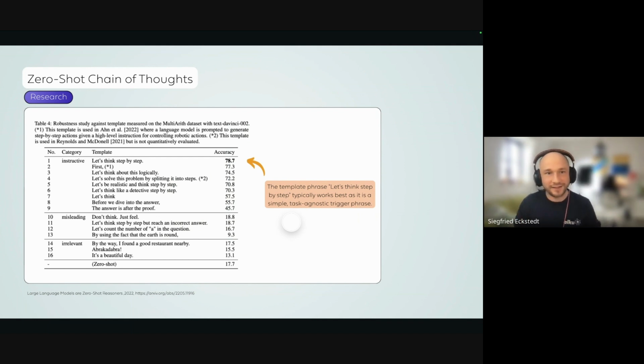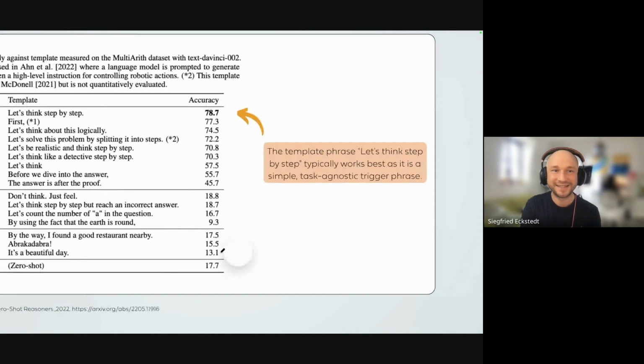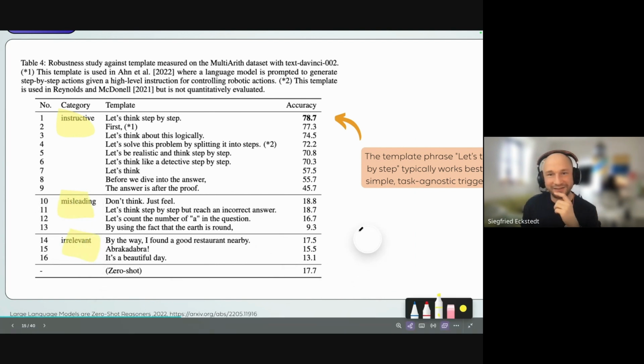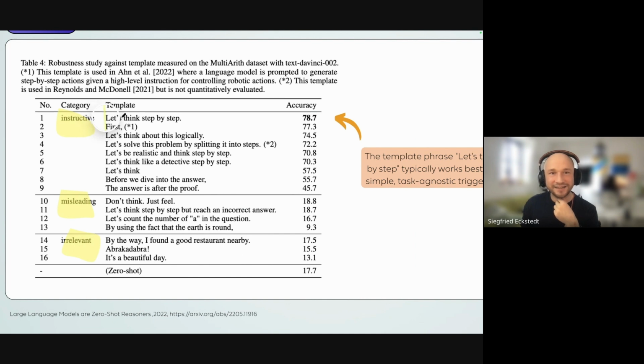And why is that so popular? Let's think step by step. It is because it appears to be the template sentence that works best. So the researchers have tried a couple of templates, in categories like instructive, misleading, irrelevant, and so on, just to have a baseline. And the sentence of let's think step by step just scores the best accuracy in the tests that they have made. And it's simple. It's really agnostic to the task that you want to direct it to.